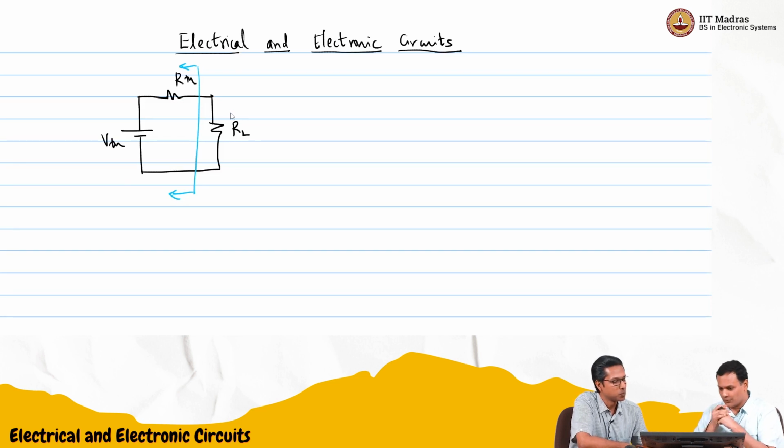Okay, so you want to maximize the power delivered to RL. Exactly. Maybe we should start by writing the expression for the power in RL. This is a relatively simple circuit, so the current through this mesh can be written as VTH by RTH plus RL.